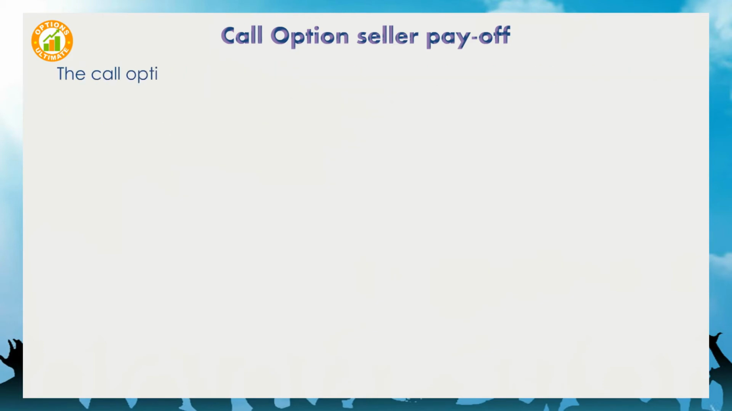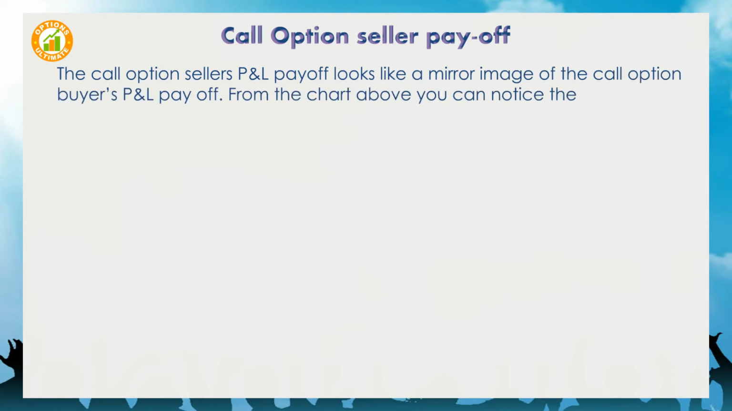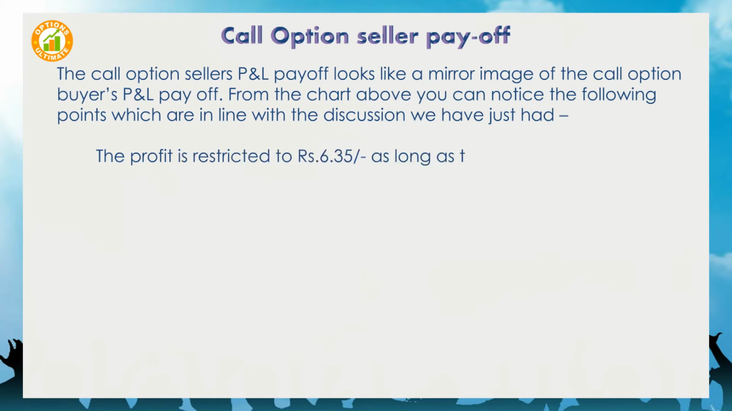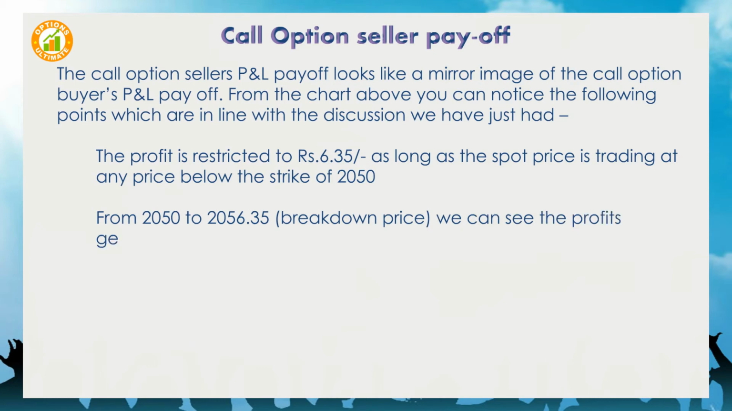The call option seller's P&L payoff looks like a mirror image of the call option buyer's P&L payoff. From the chart above you can notice the following points which are in line with the discussion we have just had. The profit is restricted to 6 rupees and 35 paise as long as the spot price is trading at any price below the strike of 2050. From 2050 to 2056.35, the breakeven price, we can see the profits getting minimized.